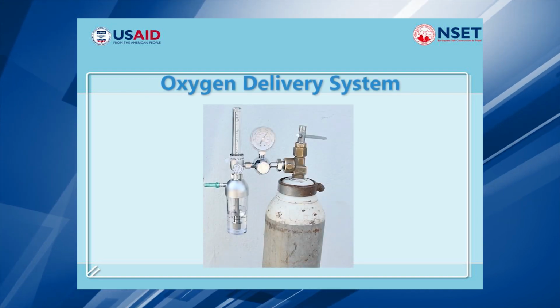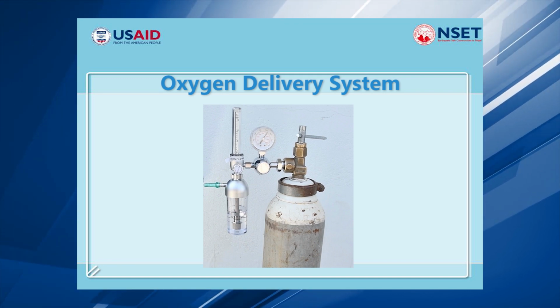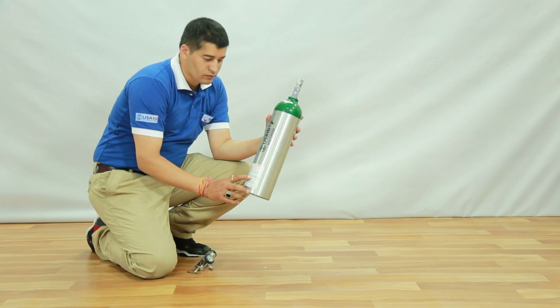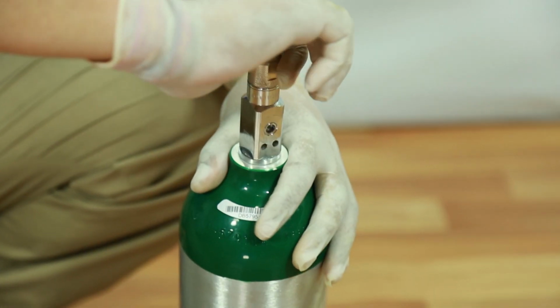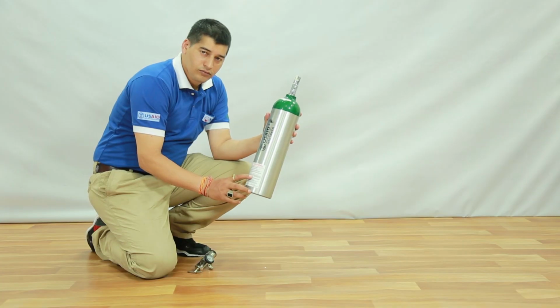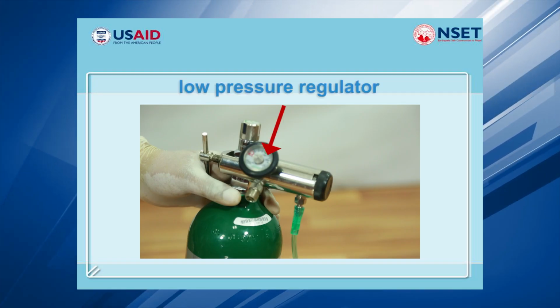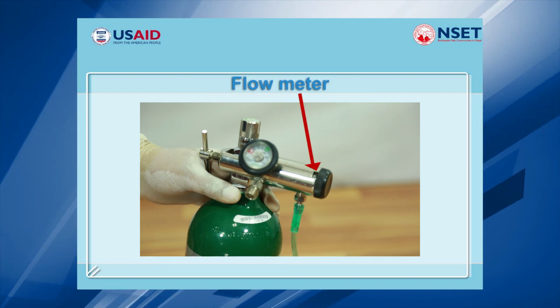Oxygen delivery system. An oxygen delivery system consists of the following parts: oxygen cylinder with valve. The oxygen cylinders should be inspected daily and pressure tested annually due to the high pressure contents, 2000 psi. Low pressure regulator. Flow meter.